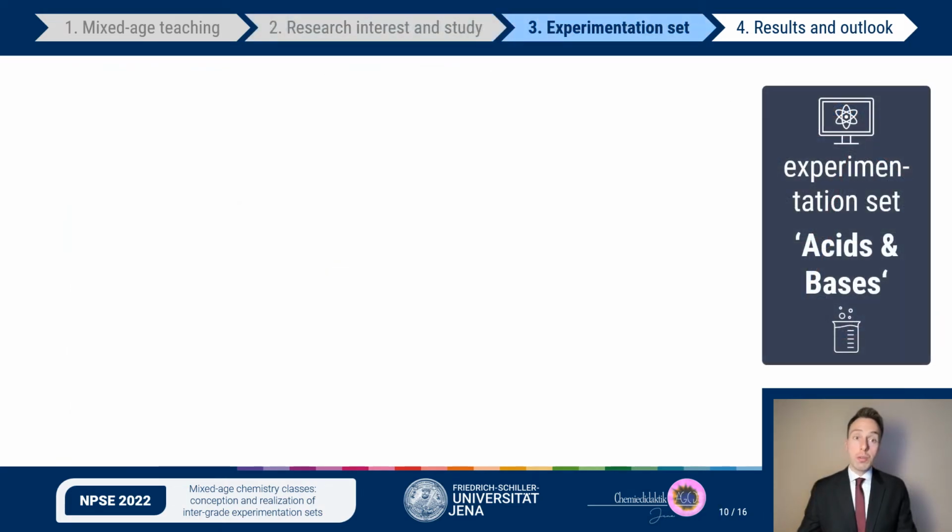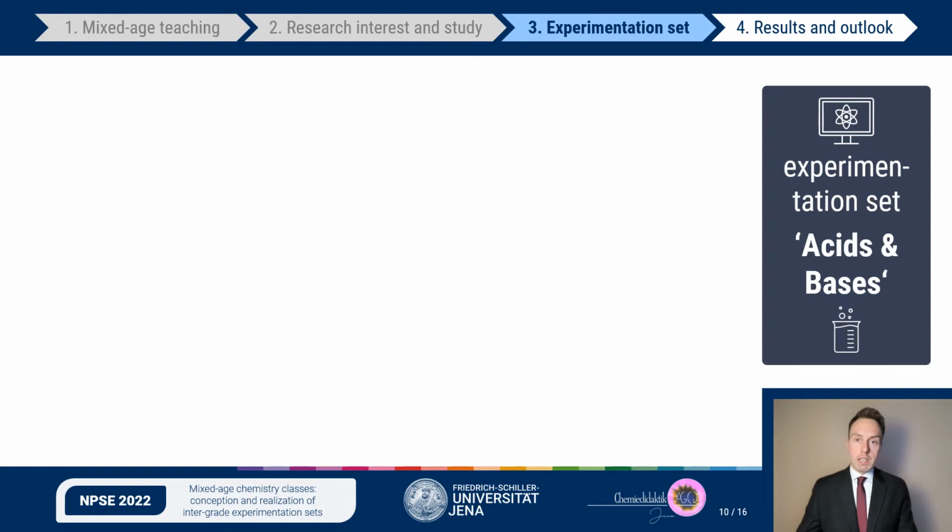This brings us to the third part of this presentation, in which I would like to briefly introduce the experimentation set that I've developed. Conceptually, it should be first mentioned that the learners are granted freedom so that they can actively shape their learning process. This includes, for example, the free choice of the social form, as well as the determination of the sequence in which the subject areas or individual modules are worked on.